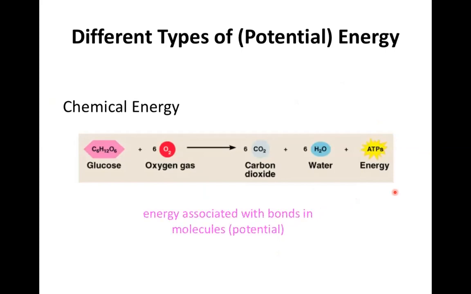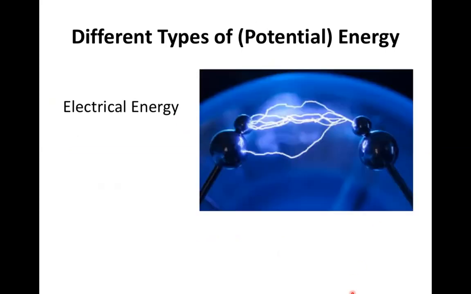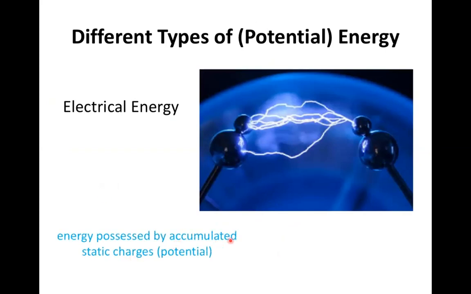Chemical energy, this is another form of potential energy. So it's energy stored within the bonds. So for the glucose molecule, there's energy stored in the bonds that if we were to break those bonds, we can release that energy. Electrical energy is energy possessed by accumulated static charges.